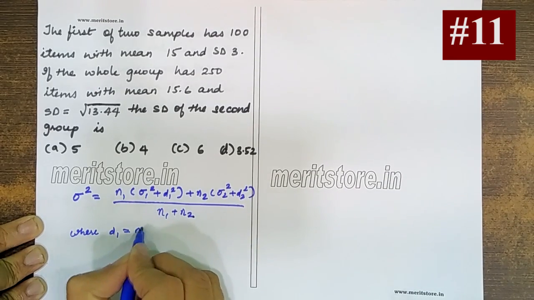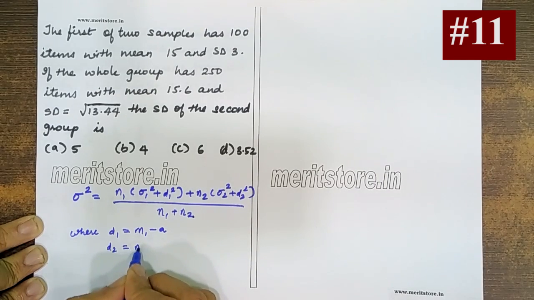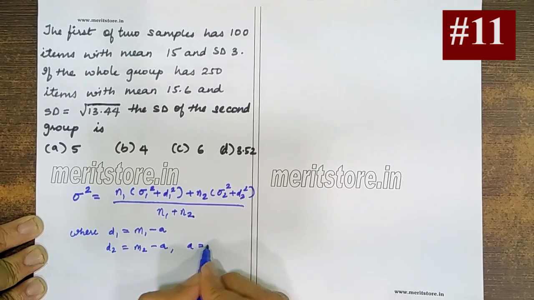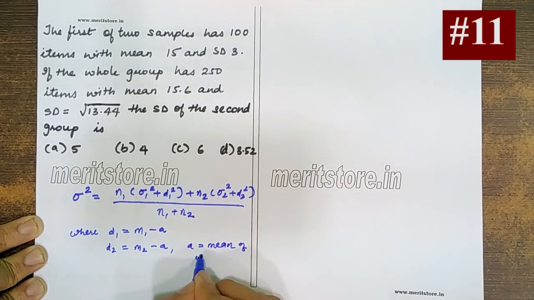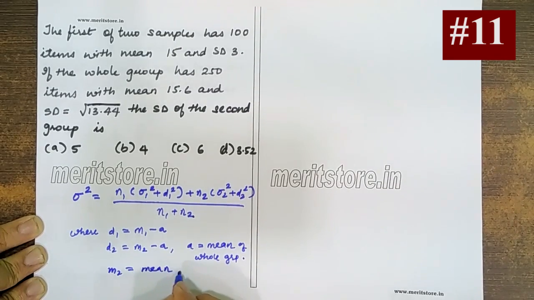So d1 is m1 minus a, d2 is m2 minus a. A is nothing but the mean of the whole group, whereas m2 is the mean of the second group.